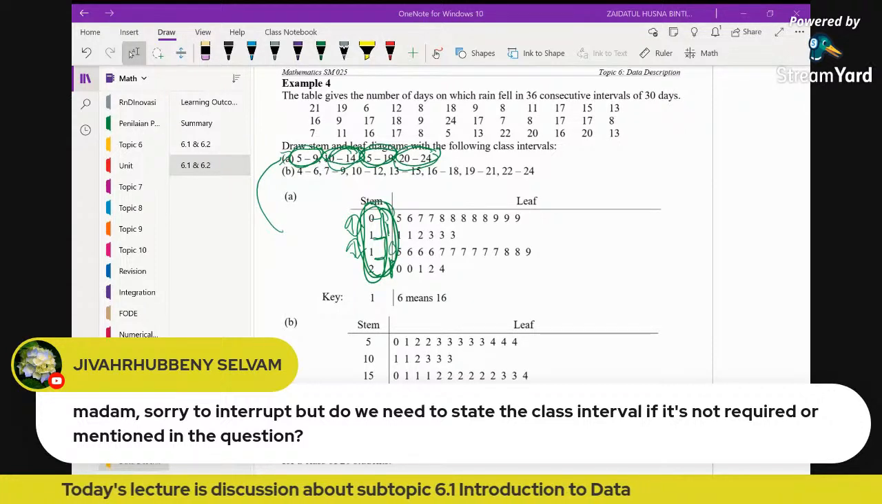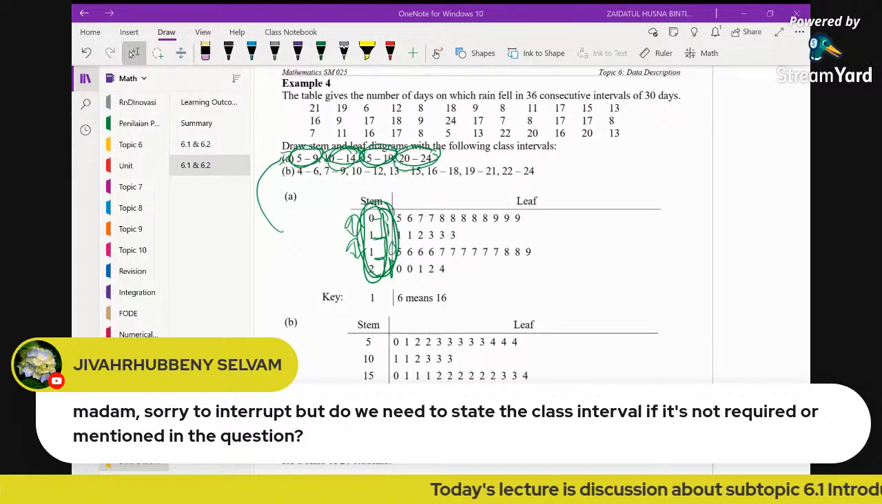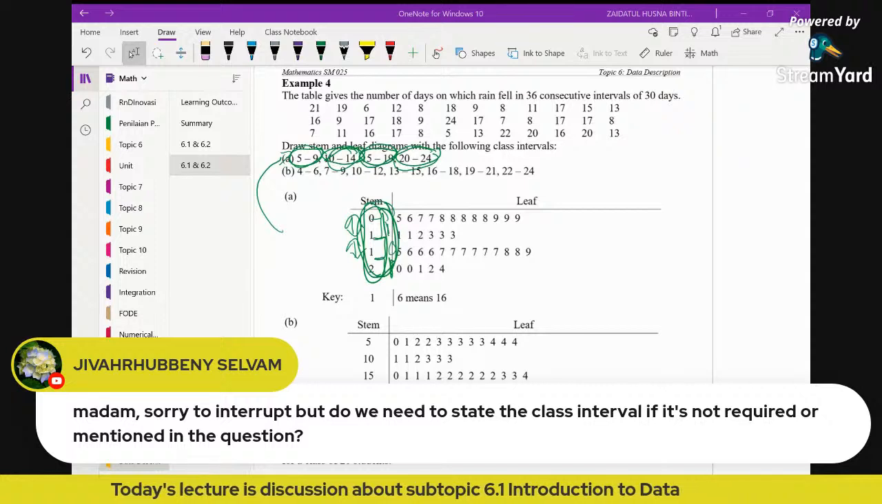All right. Sometimes in the question, they don't give you the intervals, so you just need to determine. You identify the intervals, and then from there you categorize the data into the intervals, and then you start plotting your stem and leaf diagram.